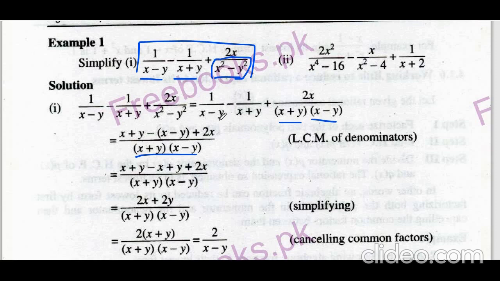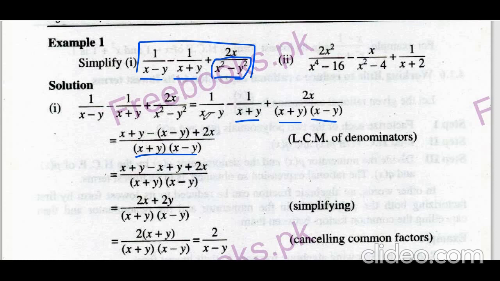The denominator of the first term is x minus y, so just write here x minus y. The denominator of the second term is x plus y, so write here x plus y. Now x plus y and x minus y are both already written in the denominators. For the LCM we can't write these two terms again, just write them once. Okay, (x minus y)(x plus y) is the LCM.